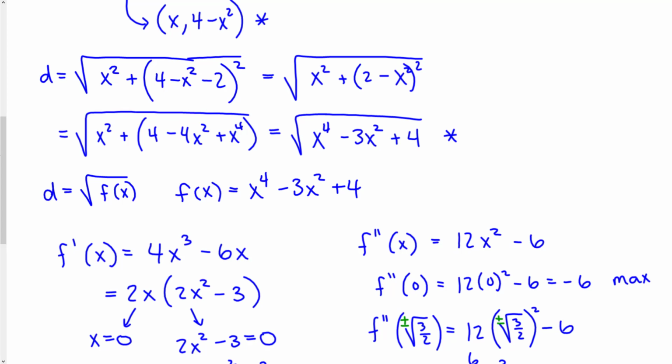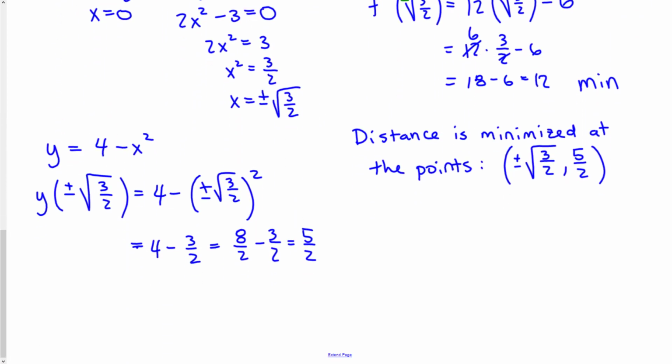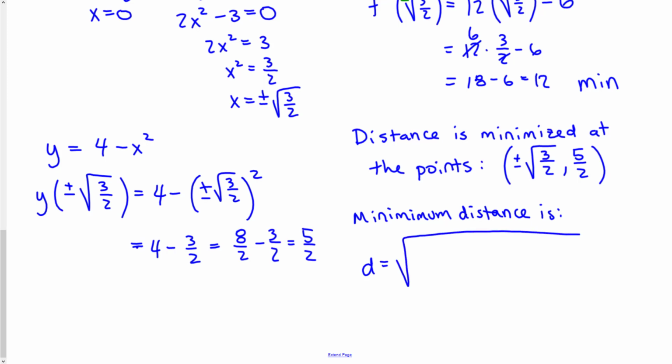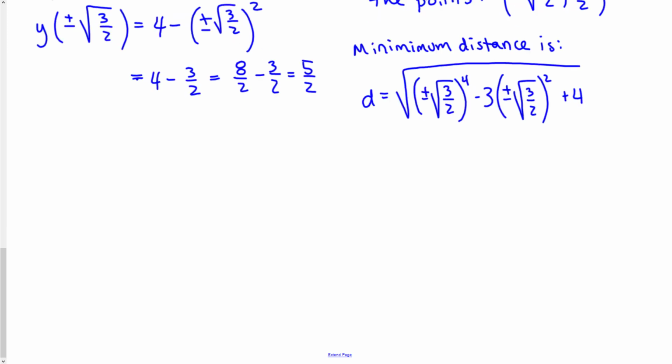And let's go ahead and get that. The minimum distance is the square root of plus or minus square root of 3 halves to the 4th power minus 3 times plus or minus square root of 3 halves squared plus 4. A little bit of work with fractions, but it won't be too bad, I think.